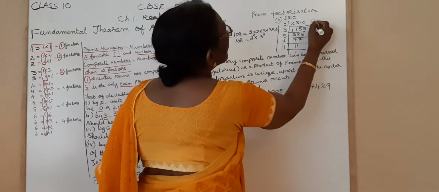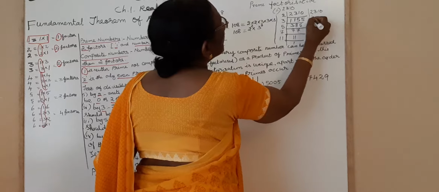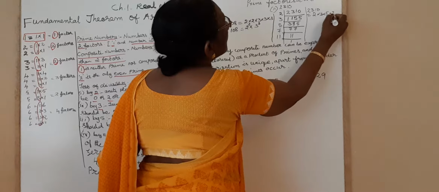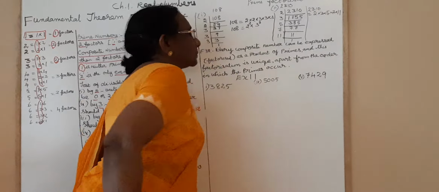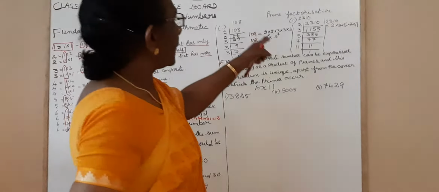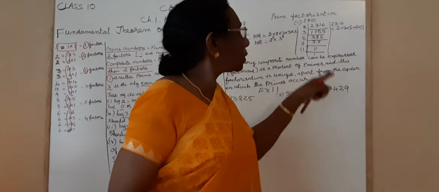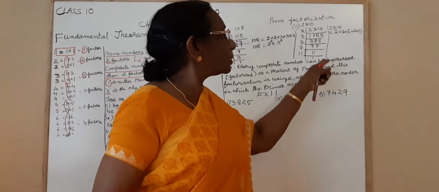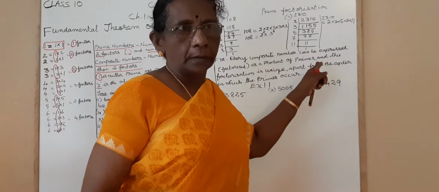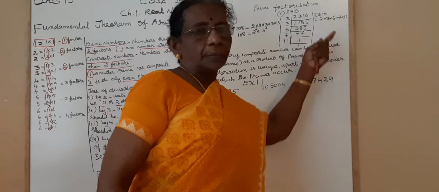Okay, so you can write this: 2310 is equal to 2 into 3 into 5 into 7 into 11. Have you understood, children? And again, when you take the prime factors of 2310, it should be 2 into 3 into 5 into 7 into 11. It is unique.